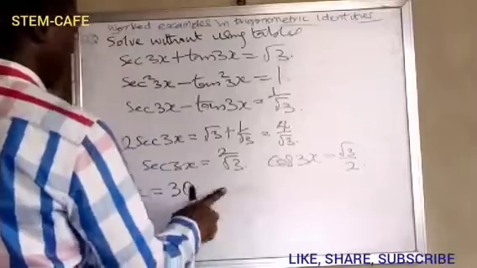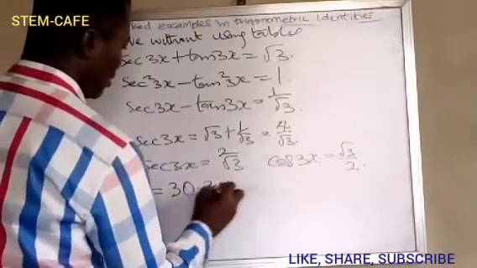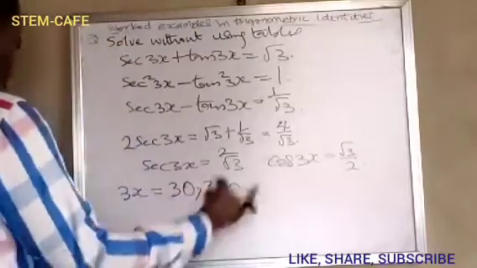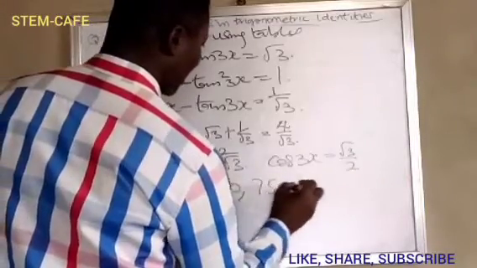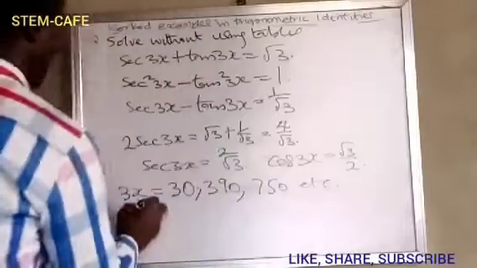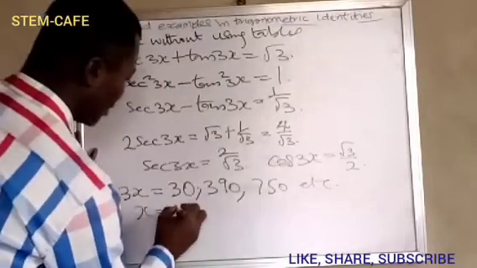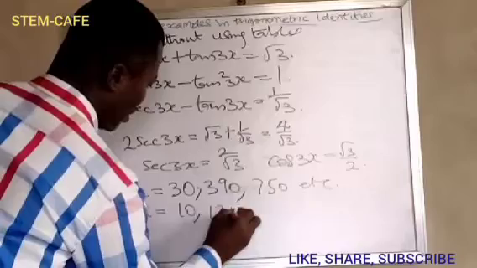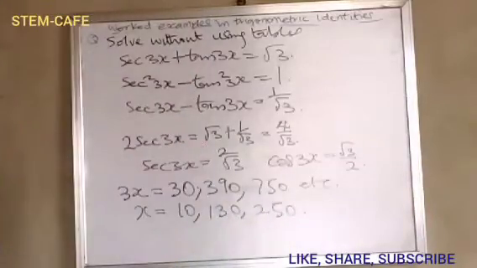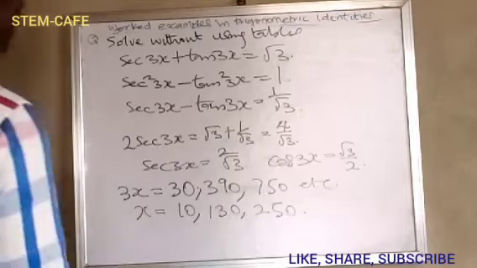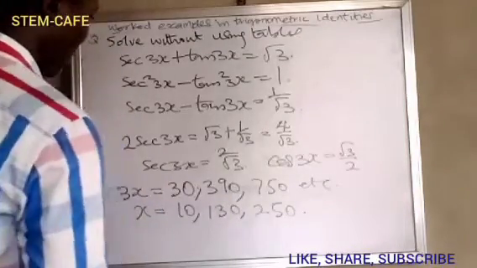So 3x can vary from 30, let's say 390, adding 360 again, that will be 750, etc. So x can be 10, 130, 250. In the same way, you can find tan and still come to this. Thank you.